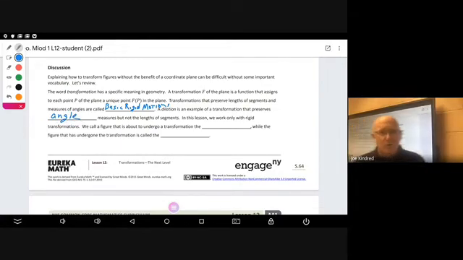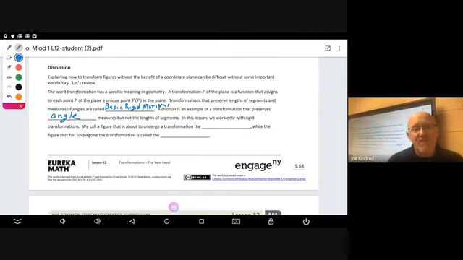Then, of course, it goes on to talk about, in this particular lesson, we work only with the rigid transformations. In other words, that first one we just talked about, the basic rigid motions. We are not going to be talking about dilations for right now. In other words, we won't be enlarging or reducing. We're just going to be moving.